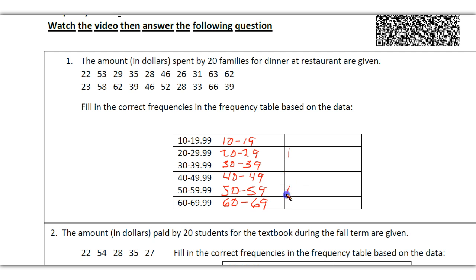53, 29, 35, and so on. So you've worked on a way to transfer this loose data into some sort of organization. And then you're going to list your frequencies.